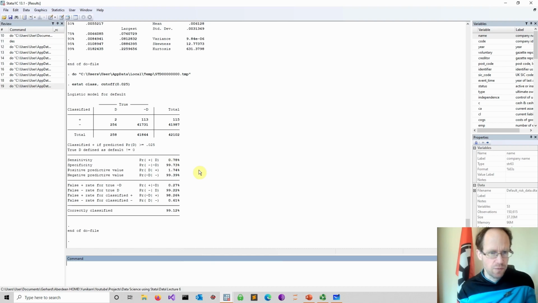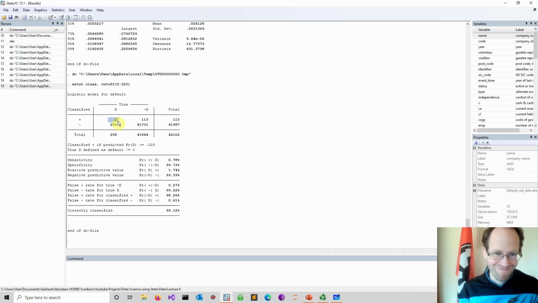And here you see a full picture of what the model can and cannot do. It's not looking impressive, as to be expected. Default prediction in companies is a difficult problem, and it's well known to be difficult. So here you see the classification. Plus would be a default prediction, minus would be no default, and this is the true state. What you can notice here is I get default predictions in total 115. So 115 times I say there is a default, but only in 2 cases I'm actually right.